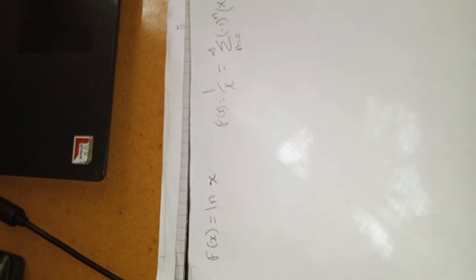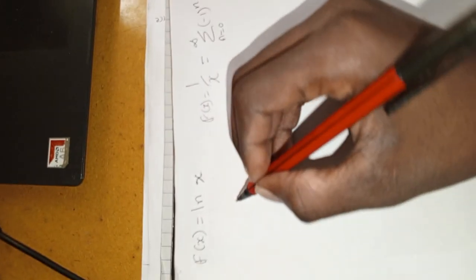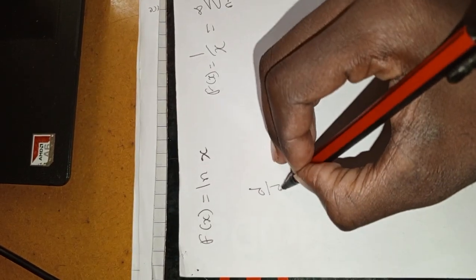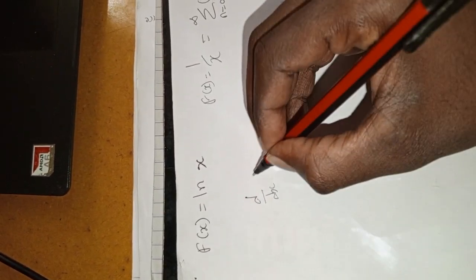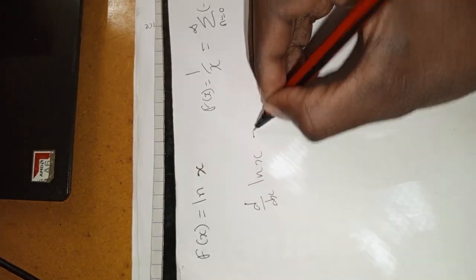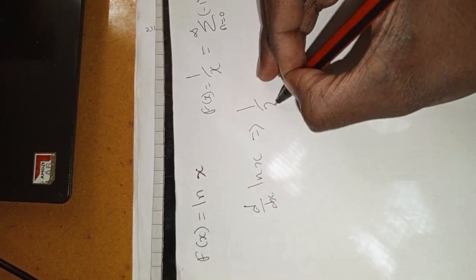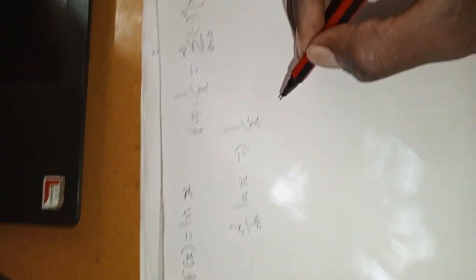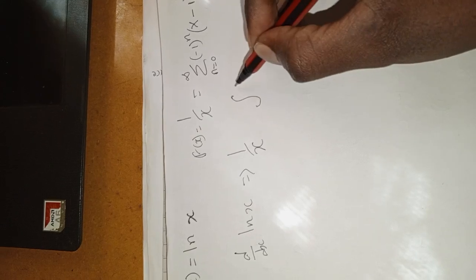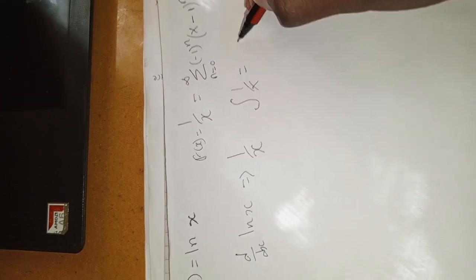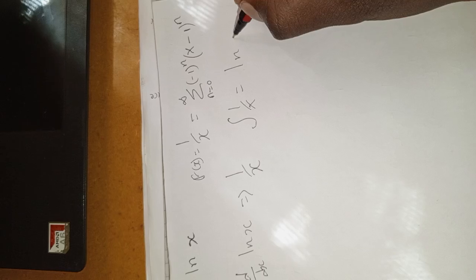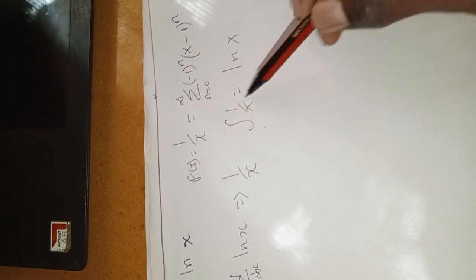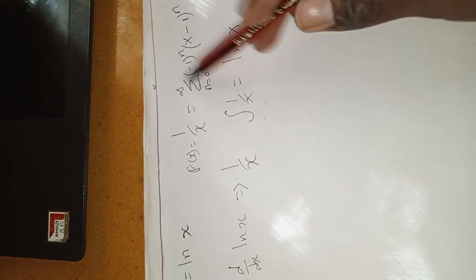So let me show you one trick, one thing which is known. We know that when you find the derivative of natural log of x, you're going to get 1 over x. Now what this means is when you integrate 1 over x, you're going to get natural log of x. Now what is the power series for 1 over x? The power series for 1 over x is this.